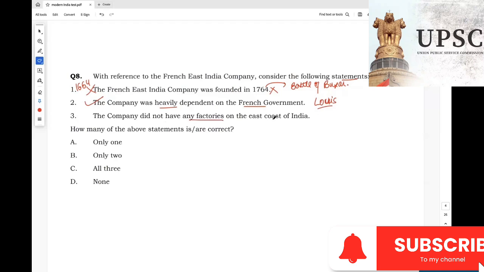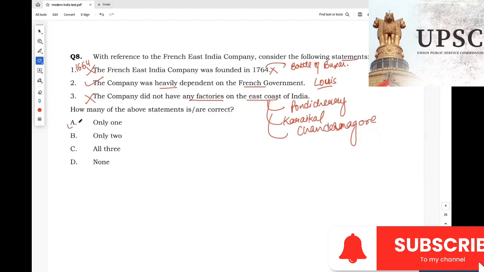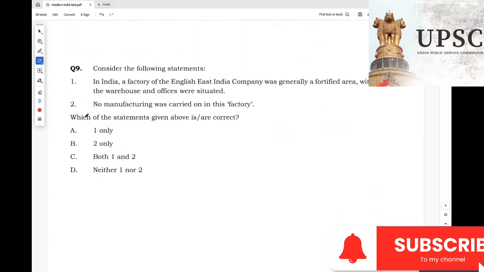The company did not have any factories on the eastern coast. I mean, this is absolutely incorrect. Eastern coast, how is it possible? You must have heard about Karaikal, Pondicherry, Chandernagore. All these kinds of cities were there. How can we say that there was nothing on the eastern coast and they were only dedicated towards the western coast? So this statement is incorrect. Only one of them is correct. It's a bit easy question, not that tough. Moving to the next one, question number 9.